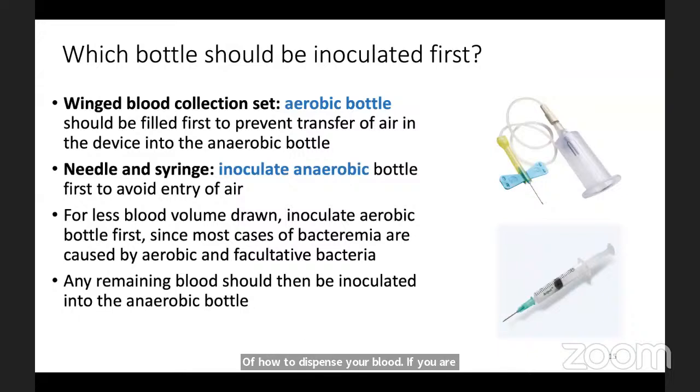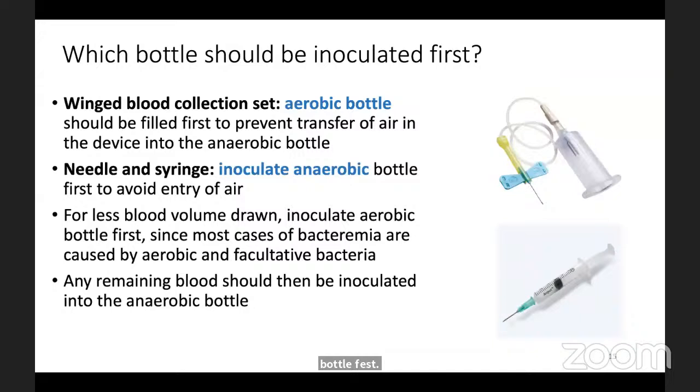If you are using what we call the butterfly or the winged collection, if you can see my cursor, because of this long, fine tubing here, there is oxygen or air in it, okay? So if you insert this into the anaerobic medium first, you would have pushed air into the medium. So when you are using the winged or butterfly blood collection sets, you go to the aerobic bottle first. You inoculate the aerobic bottle first.